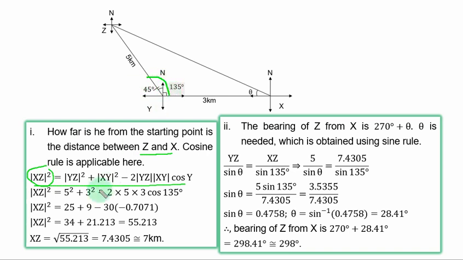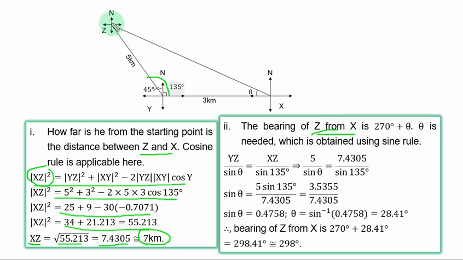135 degrees. So you replace other sides with what they stand for. You simplify, you get this result. When you multiply and add, you get this result. To get SZ, you need to take the square root of both sides, and you have this result, and that is 7.4305. To the nearest kilometer, you have 7 kilometers.